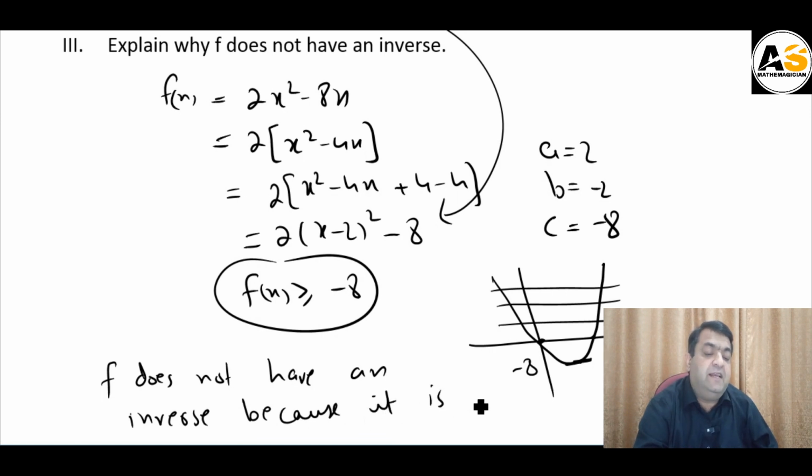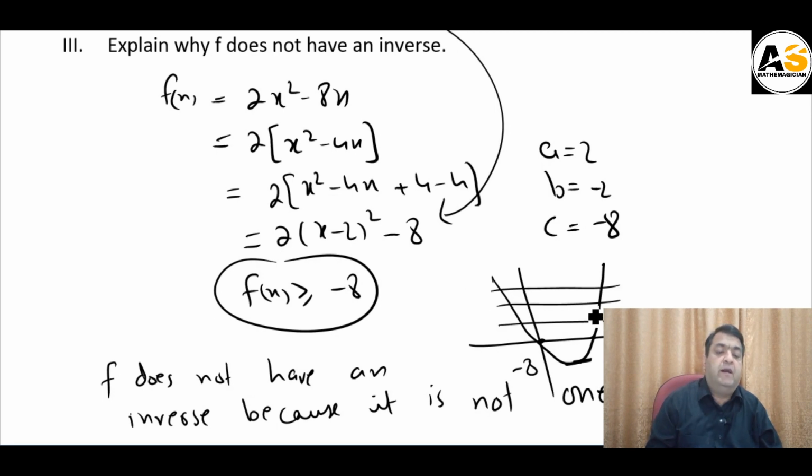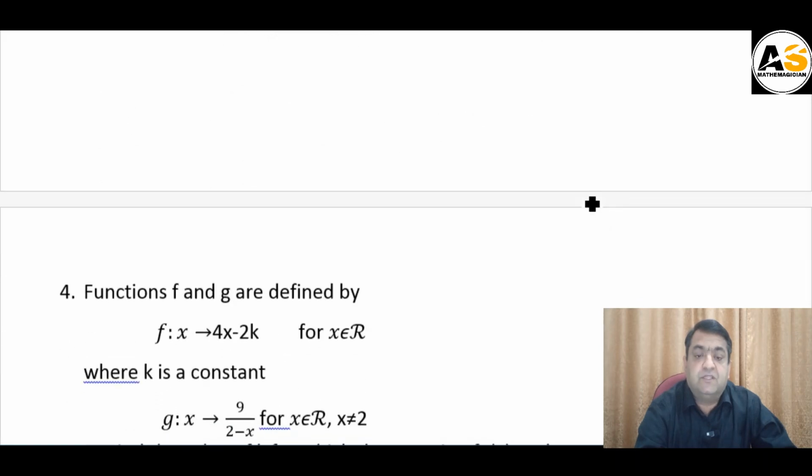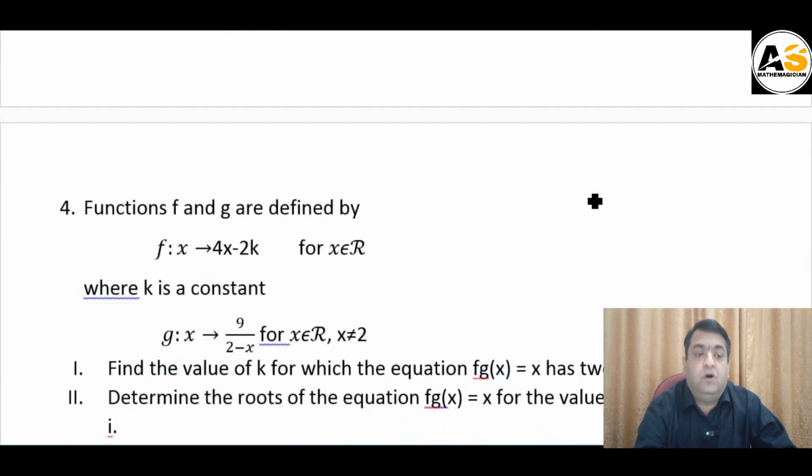Dear student, it is very easy to check a 1-1 function with the help of a graph. If any horizontal line intersects the graph at more than one point, it is not 1-1, and its inverse does not exist. If any vertical line intersects the graph at more than one point, then that graph is not the graph of any function. So these things we need to keep in mind. Sorry, this was the third question. Now we are moving to our fourth question.